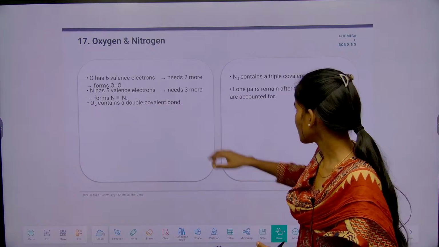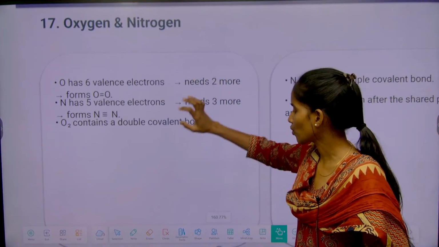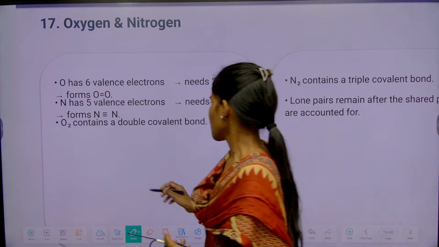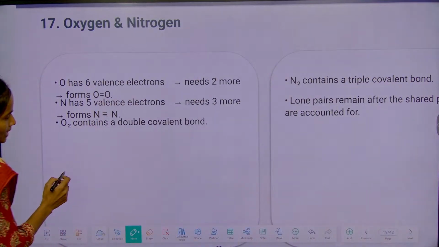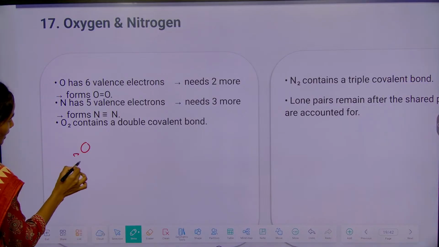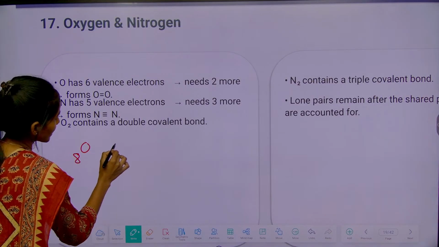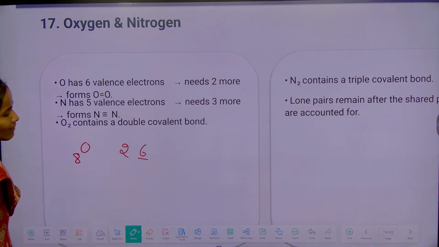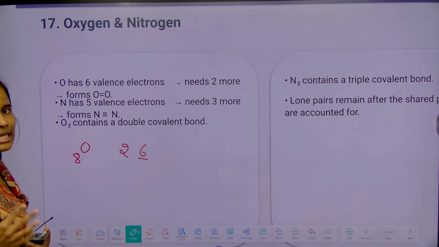Oxygen and nitrogen. We know the oxygen gas formula is O2 and the nitrogen formula is N2, right? First we will see oxygen. What is the oxygen atomic number? 8, and its configuration is 2, 6. So in the outermost shell it has 6 valence electrons, so it needs 2 more electrons in order to get stability.